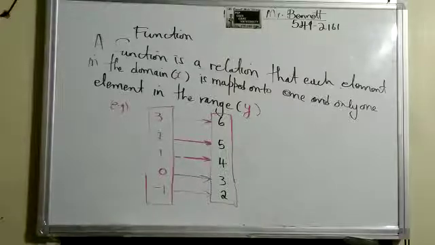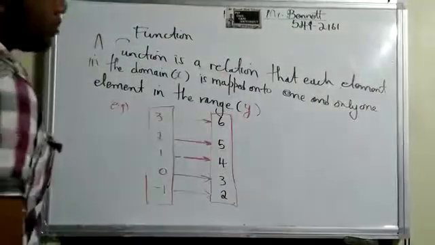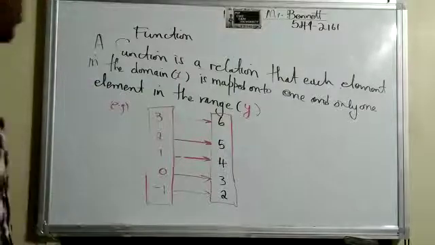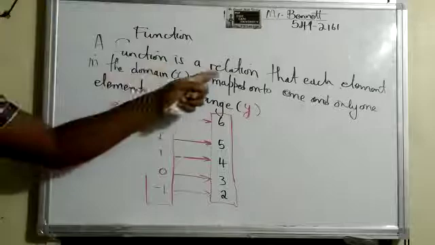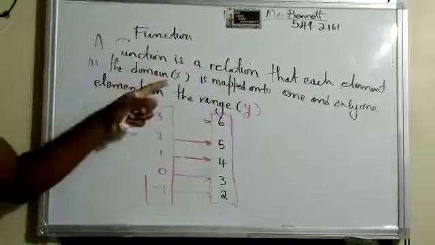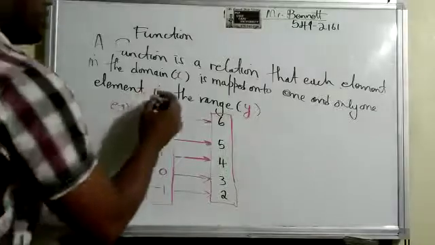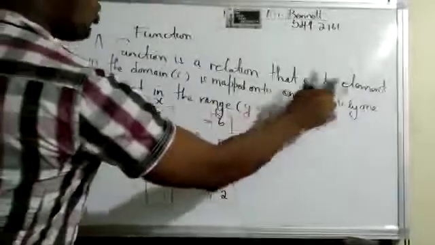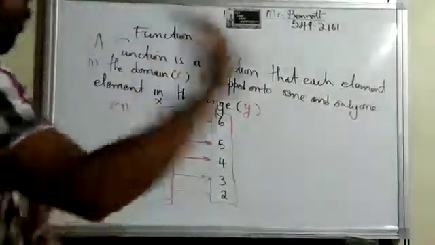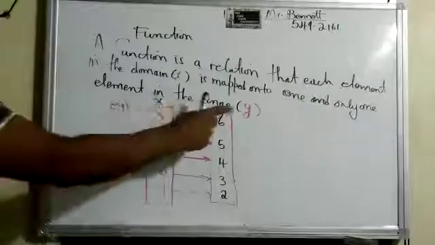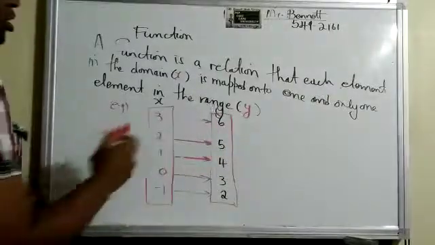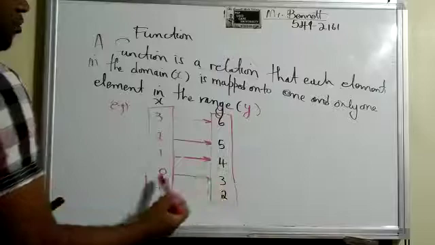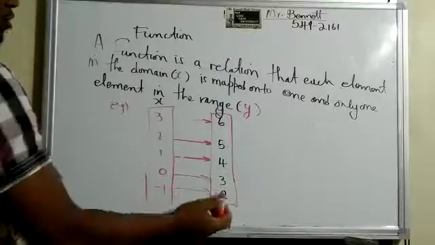And that is a function. So this is not the main thing, this is a revision. This is basically the definition of a function. A function is a relation where each element in the domain, and we know the domain is the x, so right here would be the x, is mapped onto one and only one, as the Jamaicans would say, one element in the range, and the range is the y value. And as we can see, 3, 6, 2, 5, 1, 4, 0, 3, negative 1, 2.